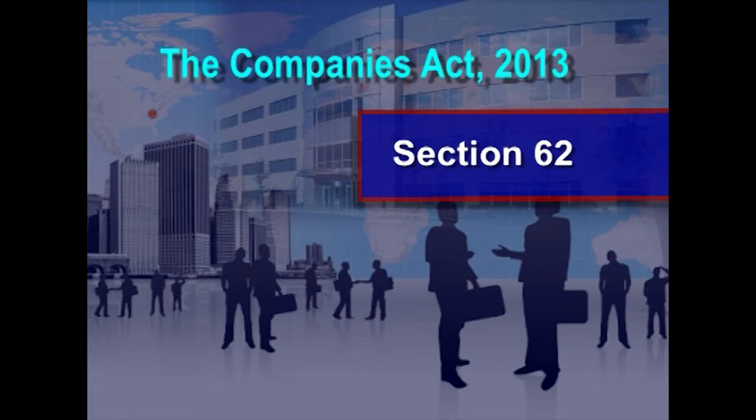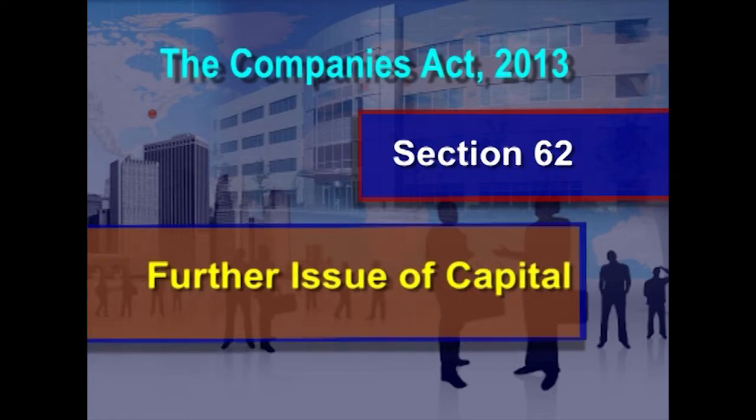Section 62. Further issue of capital. Under section 62 of the Act, a company can at any time, by passing an ordinary resolution at its general meeting, resolve to increase its capital by such amount as it thinks expedient by issuing new shares.